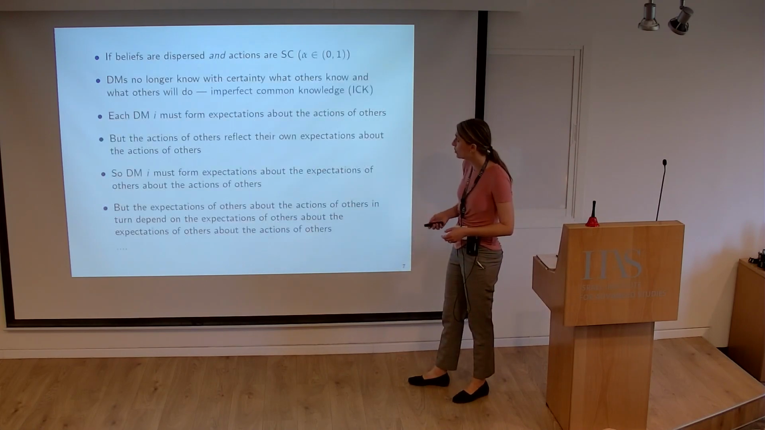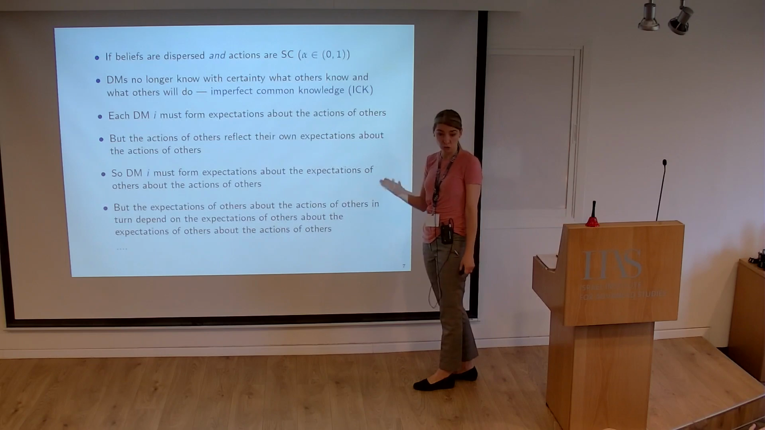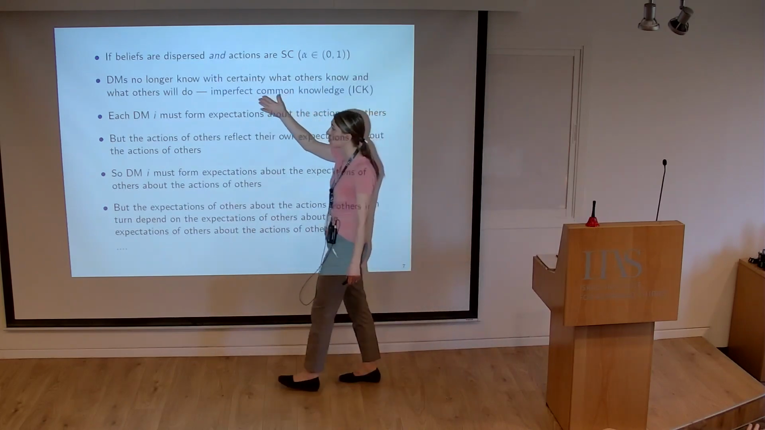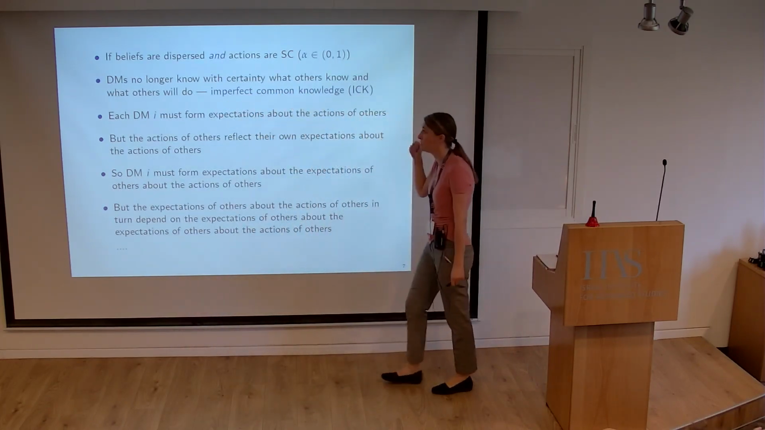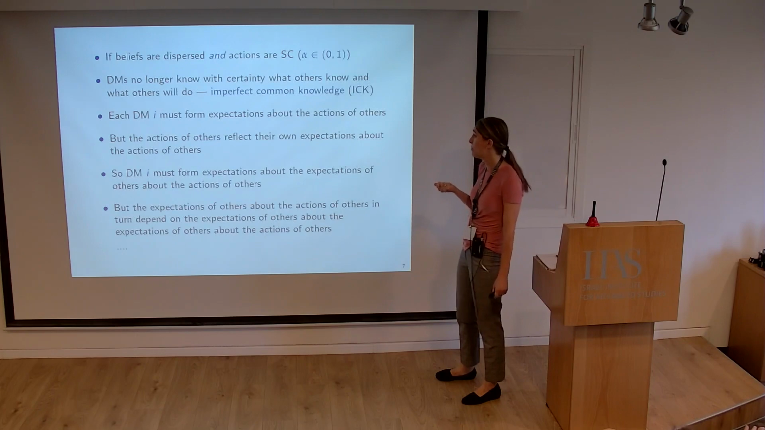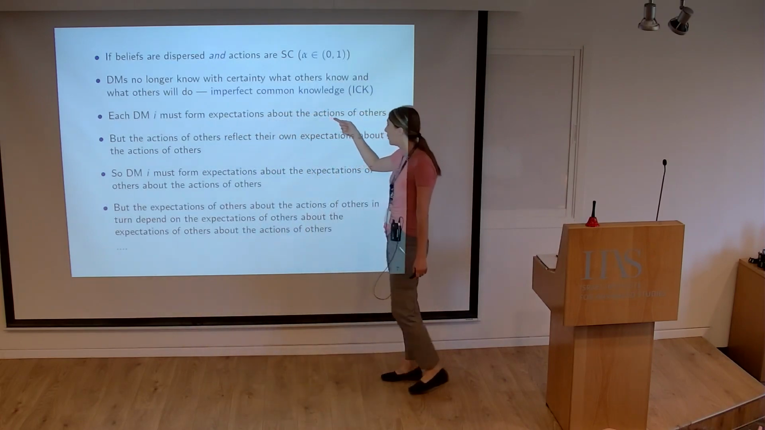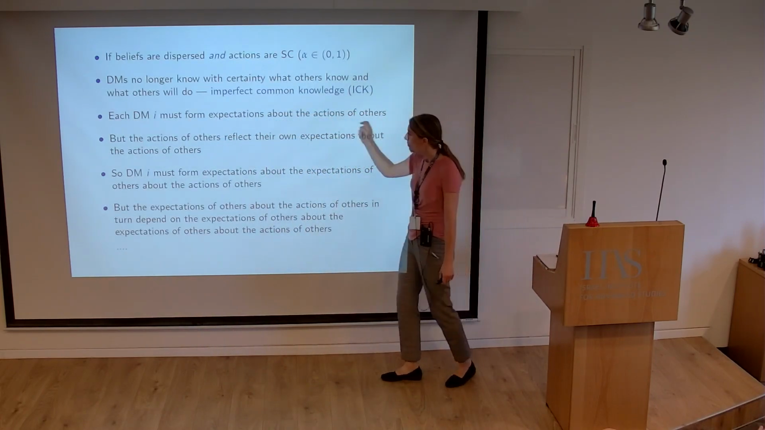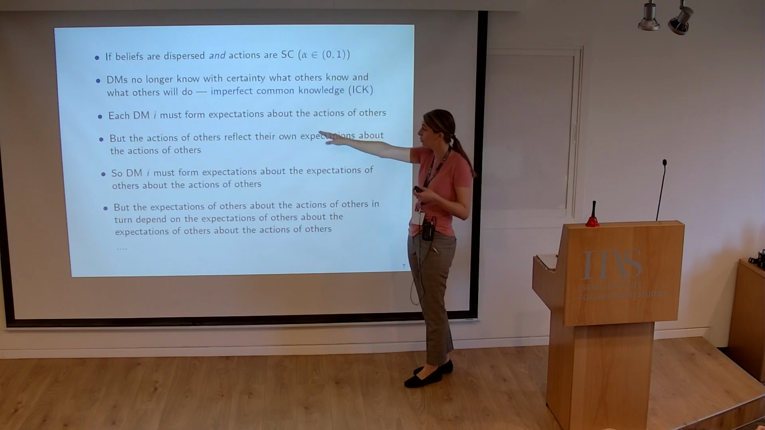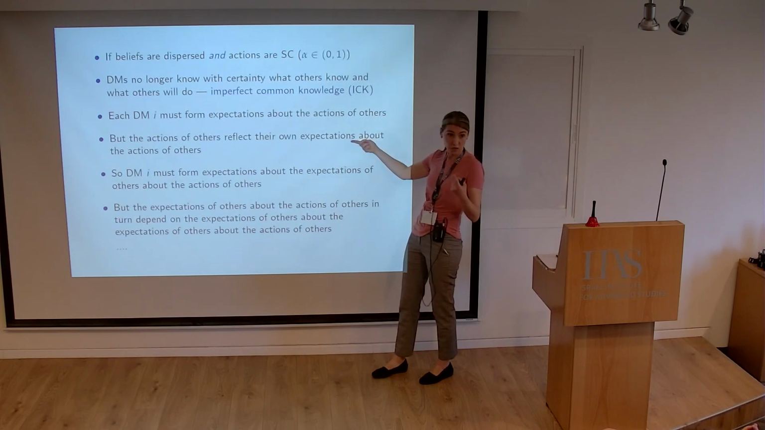So where things change significantly and get interesting is if beliefs are dispersed and actions are strategic complements or substitutes. Here I'm going to focus on the strategic complements case. Okay, so if beliefs are dispersed, the decision maker no longer knows with certainty what others know and what others will do. And this time the decision maker actually cares about that. This time it matters, right? So each decision maker is going to try to form expectations about the actions of others, right? But the actions of others reflect their own expectations about the actions of others, right? So the decision maker I must now form expectations about the expectations of others about the actions of others.